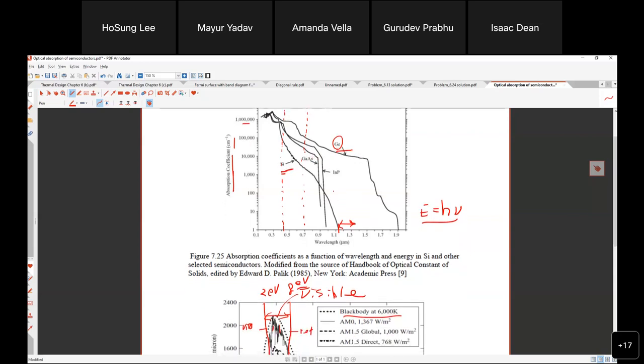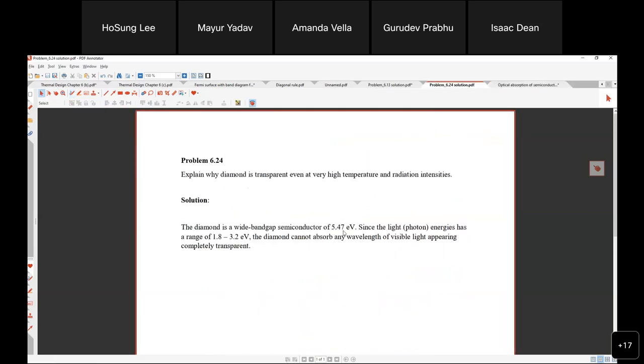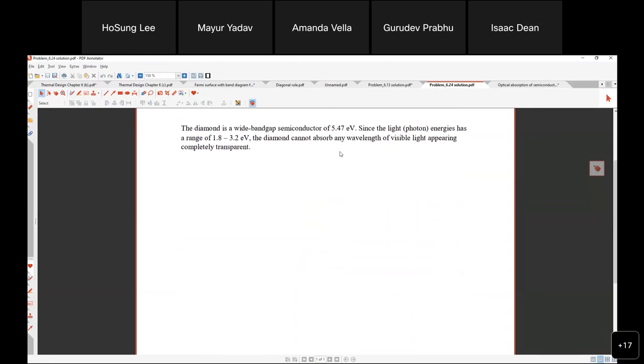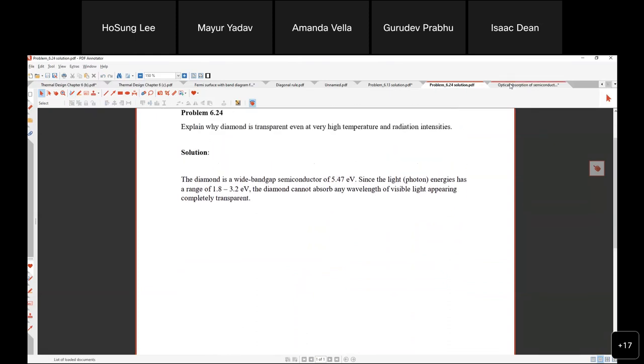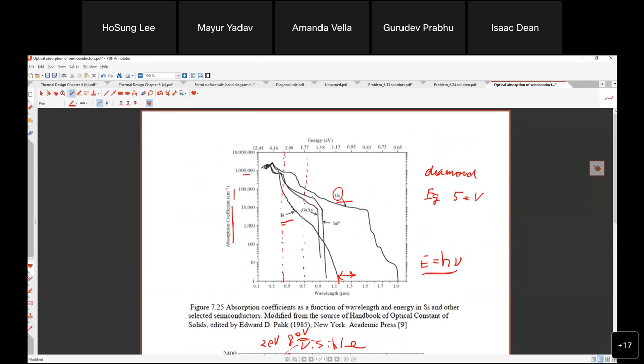Something like that. So if we understand the frequency and absorptivity, even for material, I'd like to talk about diamond. Homework. The diamond band gap is about, I forgot, yeah, about 5 electron volt. Let me see. Yeah, 5.7 for diamond. The 5 is here.